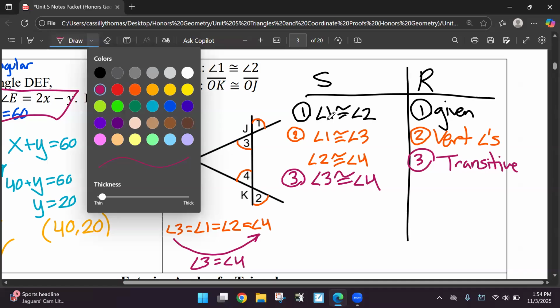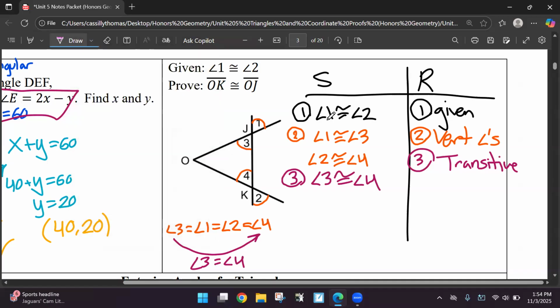Almost done. Last step here. Actually, I'm sorry, it's not the last step. Let's go step four, how about? What can we say about this triangle? Let's say triangle OJK is isosceles. All right, why do we know that?